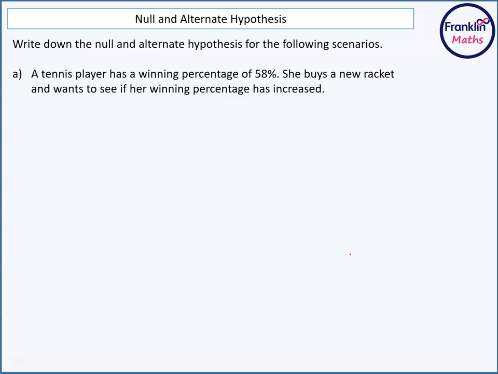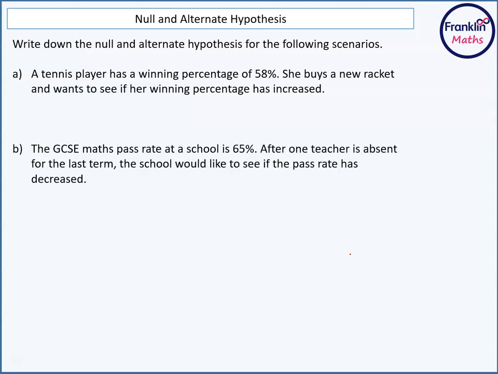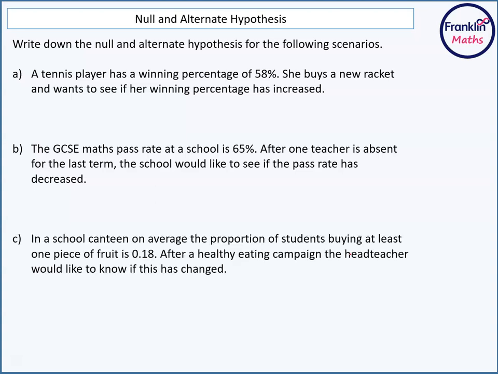So first, we've got a tennis player who has a fairly decent win percentage. She decides to buy a new racket and wants to know whether her percentage has increased. Then we've got a school with a GCSE Maths pass rate of 65%. They have a teacher absent, and the school would like to know if this pass rate has decreased because of that. And the last one, we've got a school canteen. The proportion of students buying at least one piece of fruit is 0.18. They have a bit of a healthy eating campaign. The head teacher would like to know if this proportion has changed or not.